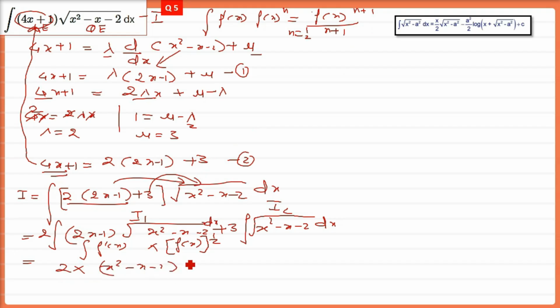So 2 was already there. x square minus x minus 2 to the power 3 by 2 is there. And in the denominator it will be n plus 1, which is again 3 by 2. Now it goes up as 2 by 3, so it will be 4 by 3 times x square minus x minus 2 raised to the power 3 by 2. So the first part, which is I1, we have already computed now. It will be 4 by 3 times x square minus x minus 2 raised to the power 3 by 2.